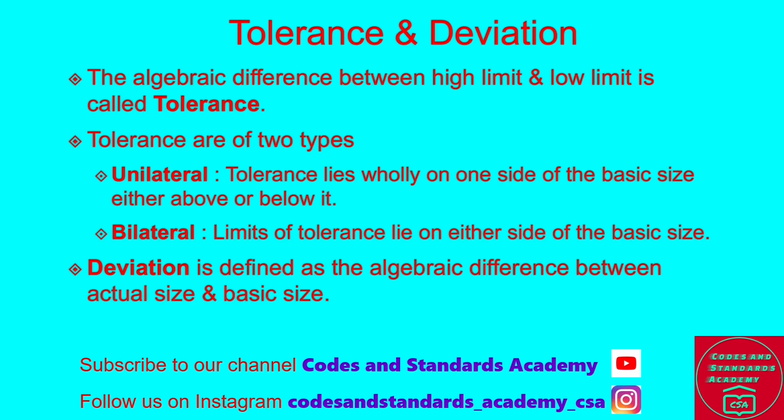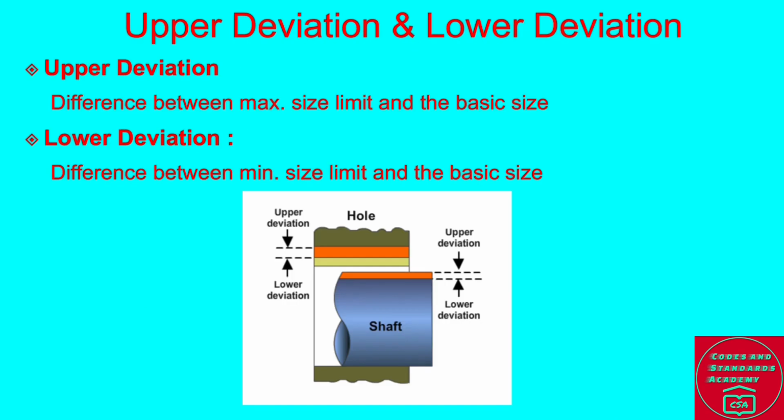Deviation. The algebraic difference between the actual size and the basic size. Upper deviation and lower deviation. An upper deviation is the difference between maximum size limit and the basic size. A lower deviation is the difference between the minimum size limit and the basic size.